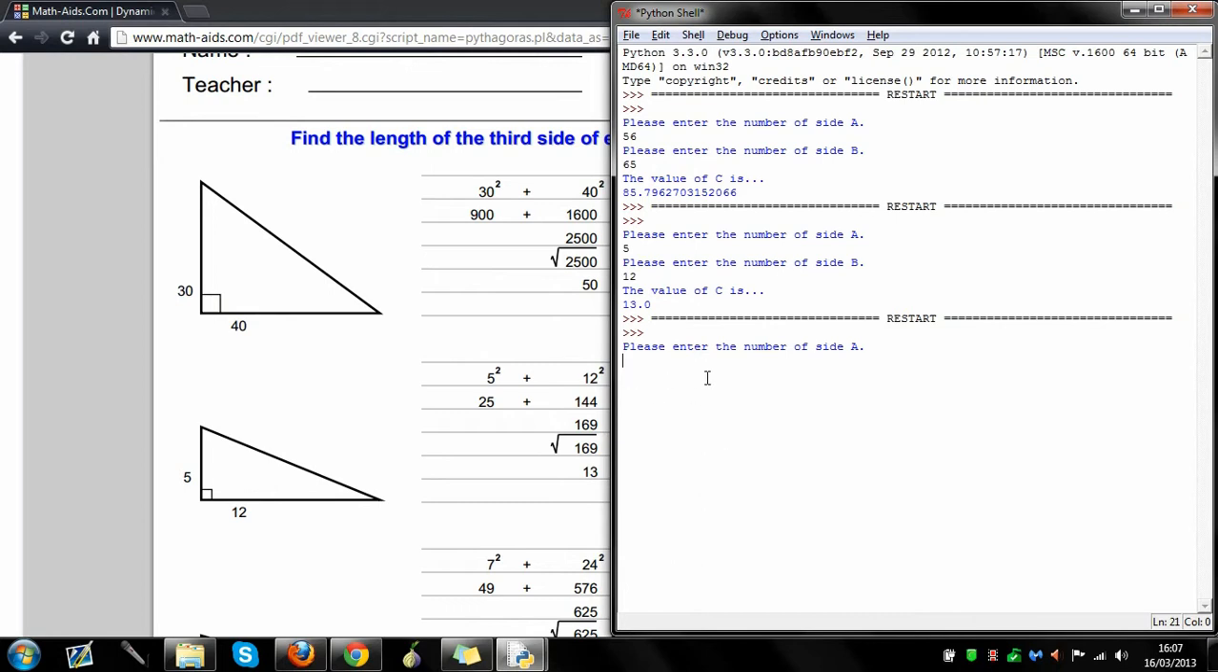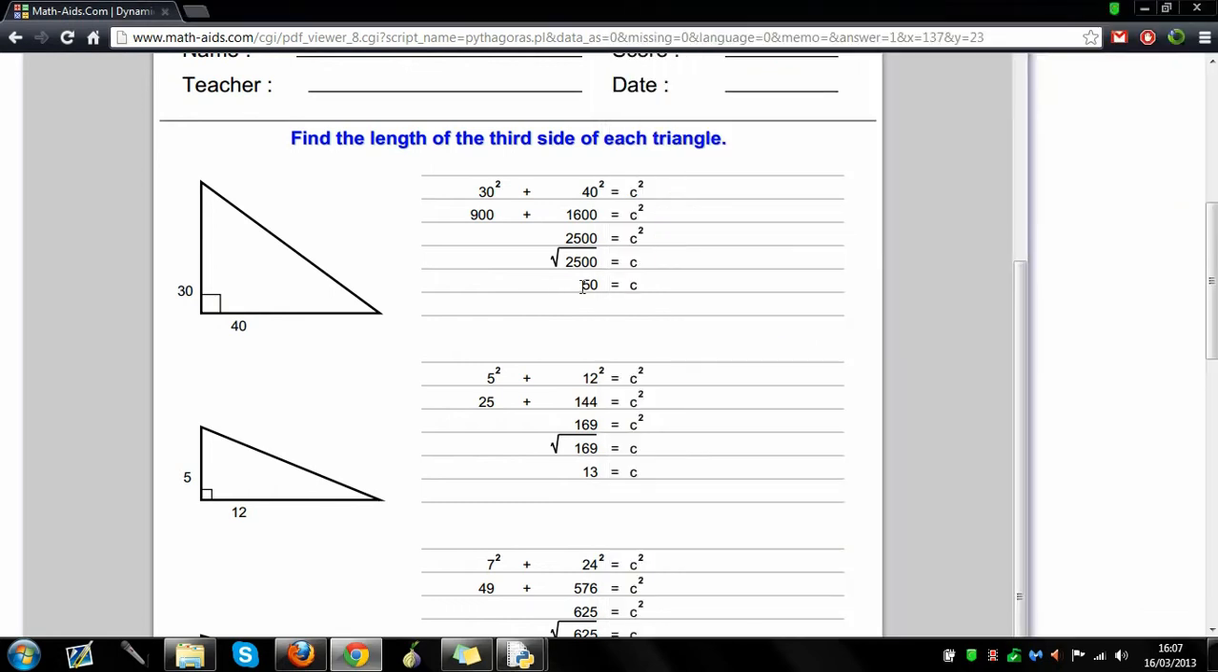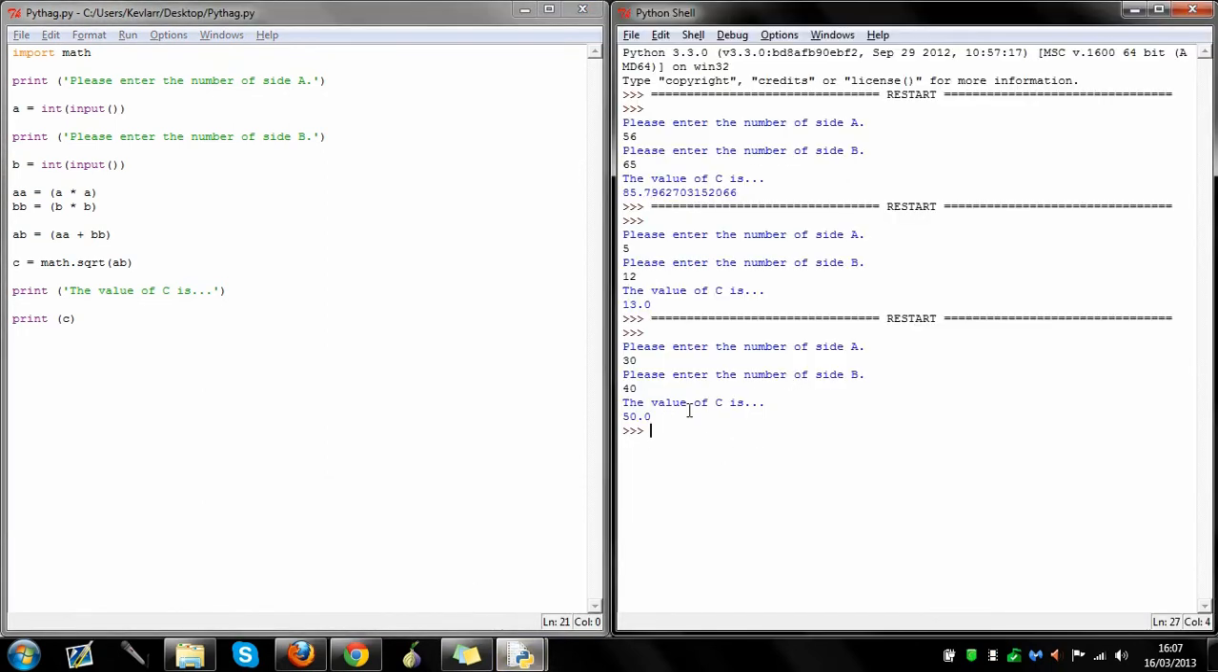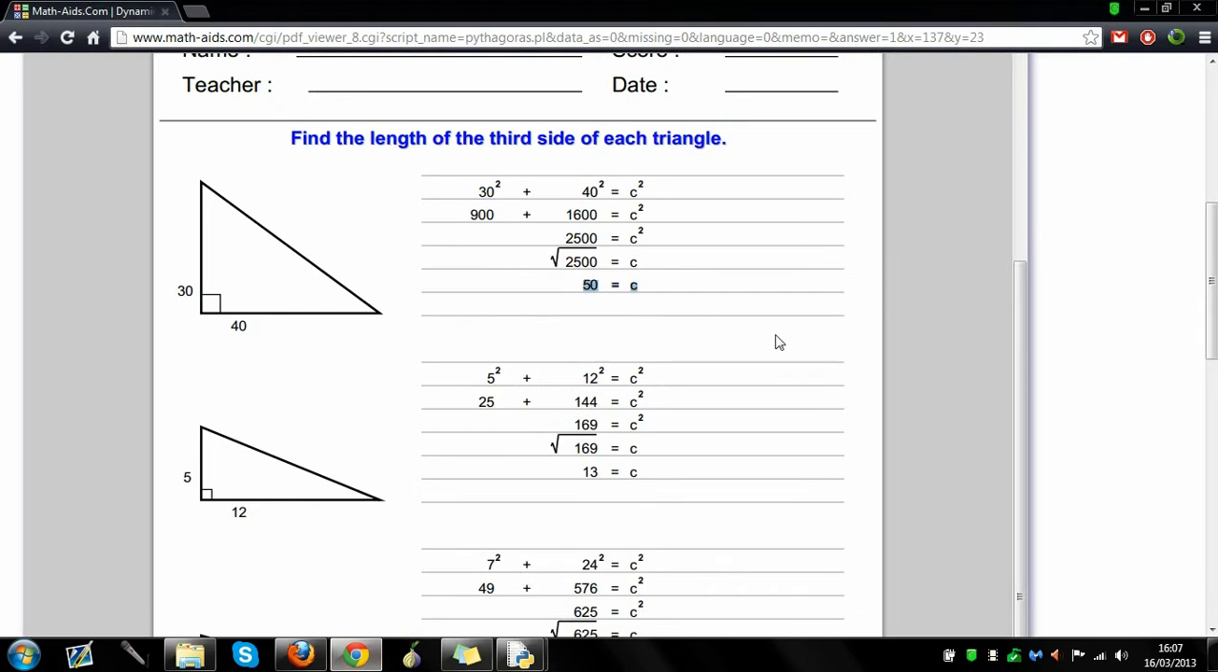But yeah, please enter the number of side A. We've already done that one, 5 and 12, so we'll do this one. So we'll do 30 and 40, and then the value is 50. Now if you click on here, 50 equals c squared, and here it's got the value of c is 50. So I did get it right.